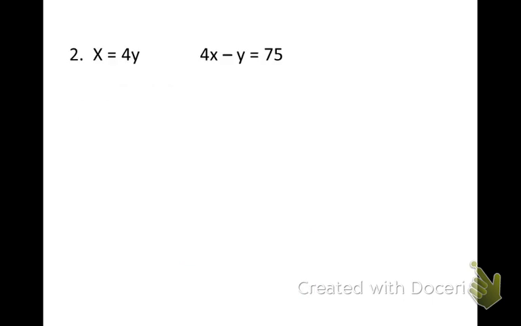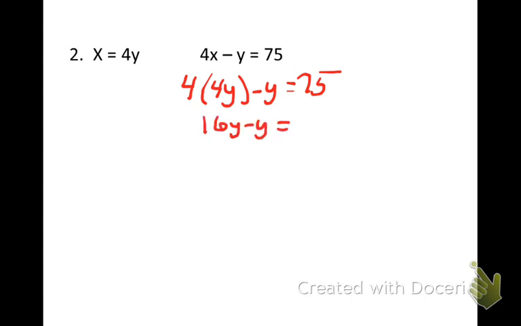Again, in this problem, I notice that the x is by itself, so I'm going to substitute in the second equation, and it doesn't matter which one it is. Mine have just happened to be both in the first equation. So where there's an x over here, I'm going to substitute 4y. So it'll say 4 times 4y minus y equals 75. So 4 times 4y would be 16y minus y equals 75. So that would be 15y equals 75. So I need to divide both sides by 15 and get y equals 5.